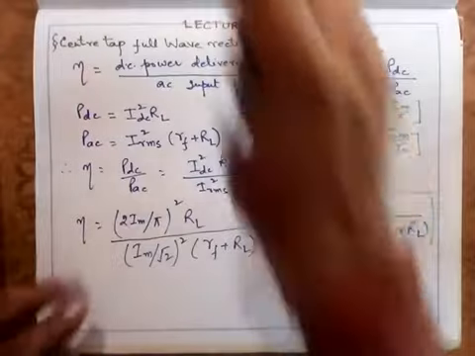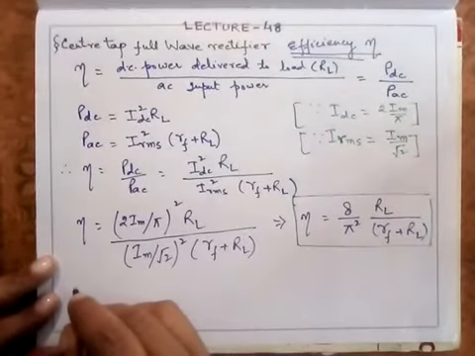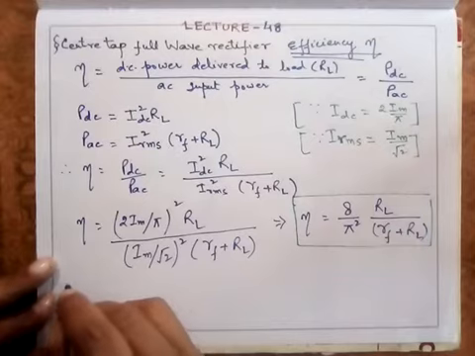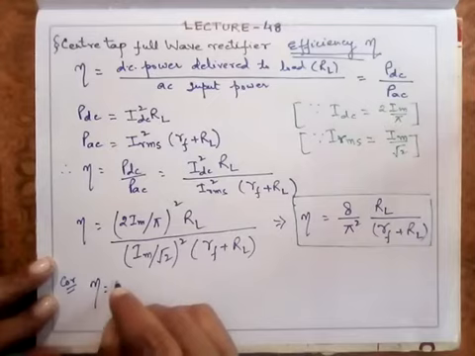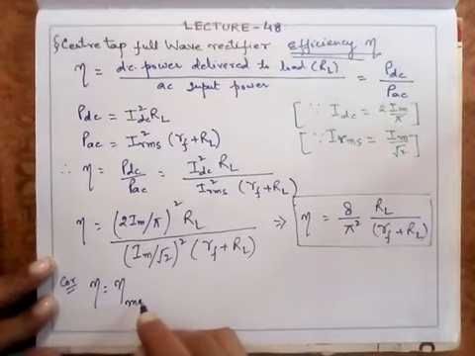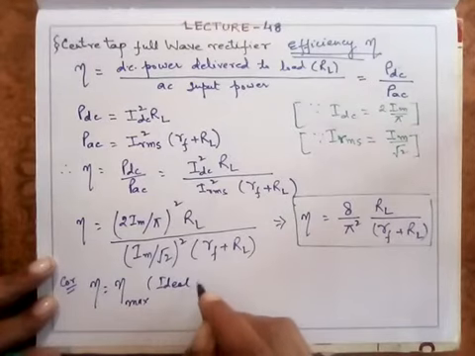Now let's find out the eta maximum also. When will we have eta maximum? Let's make a corollary of this. That is, eta will be equal to eta maximum when the diode is an ideal one. It will be for the ideal diode.